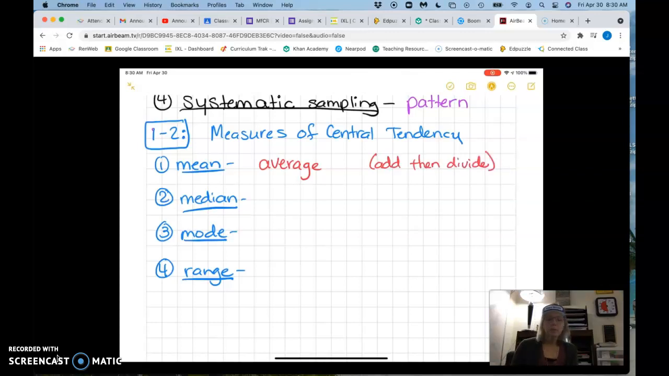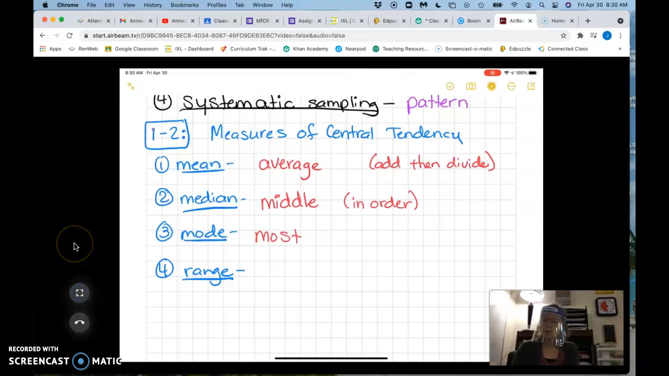And median is what? Middle, good. Whatever the middle value is, but you have to put the numbers in order from least to greatest. It's the middle value when the numbers are in order. And what is the mode? The most. Mode is the most. The number that appears the most in your data. And then the range is what? You subtract the smallest from the largest. Good. Largest number minus the smallest number.